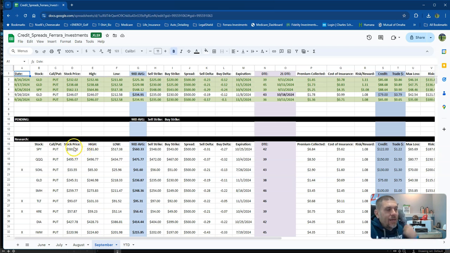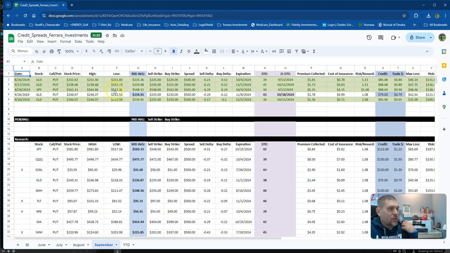Now, what I do is I take the current stock price, and I'm going to fill this in with you guys. So I take the current stock price, I take the current high and the current low. The market just opened. And then I get the 90-day average. From the 90-day average is where I'll get my buy and sell strikes.